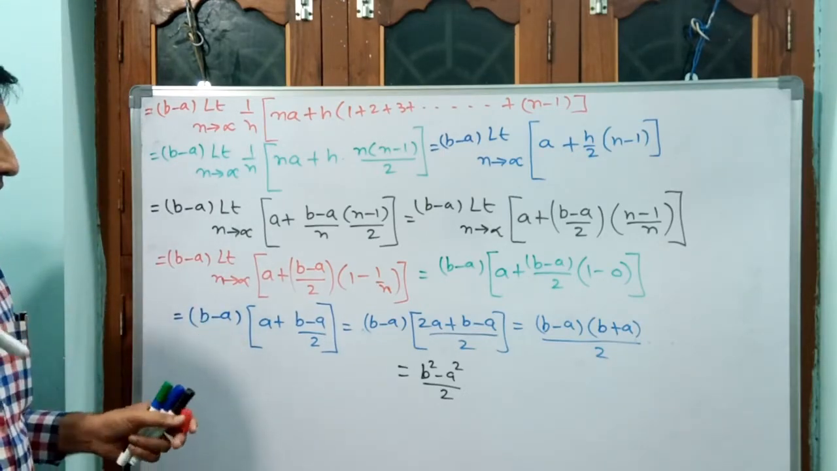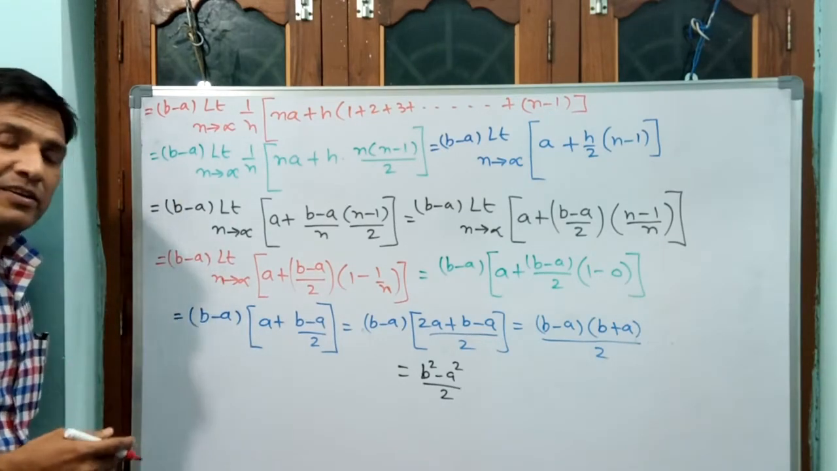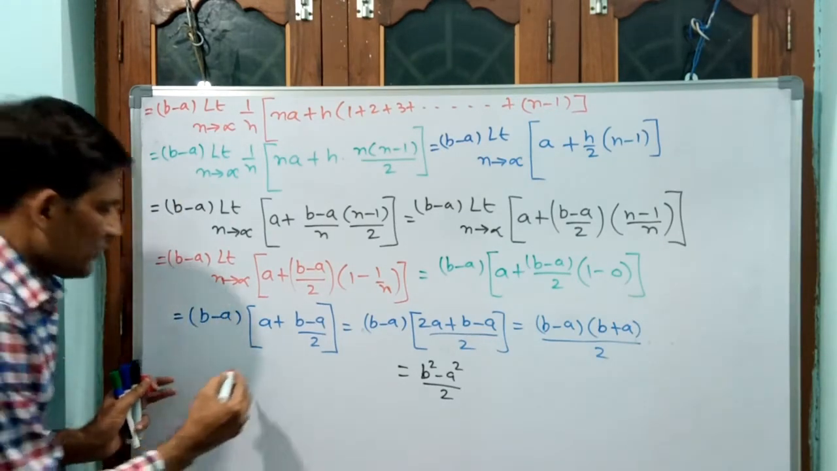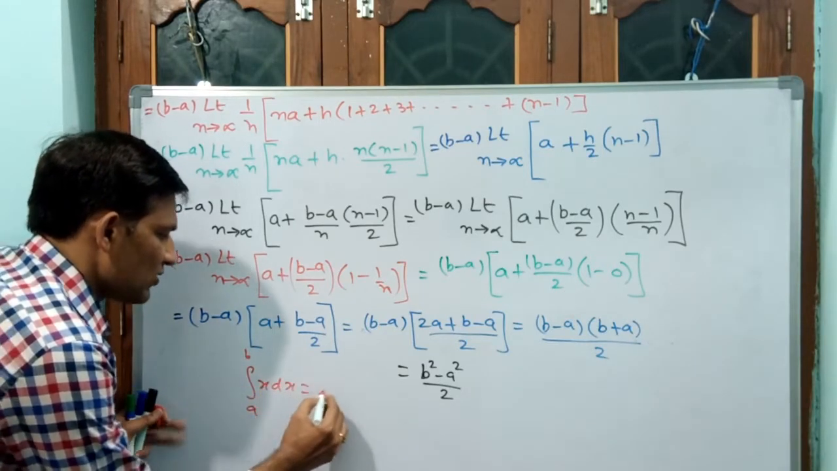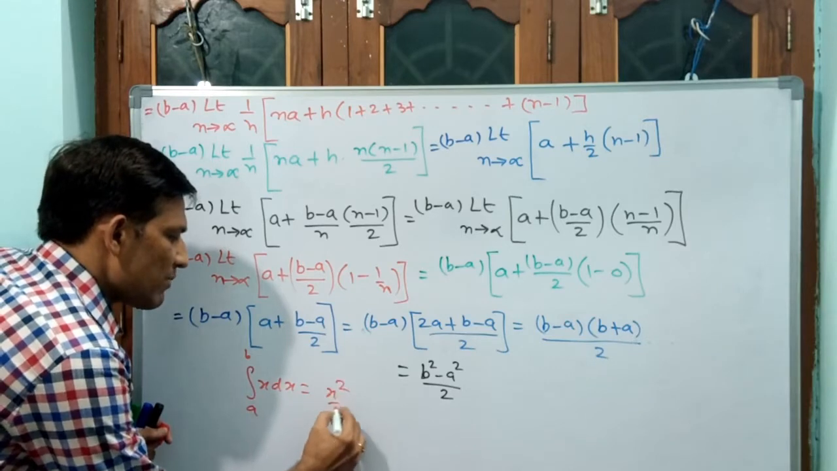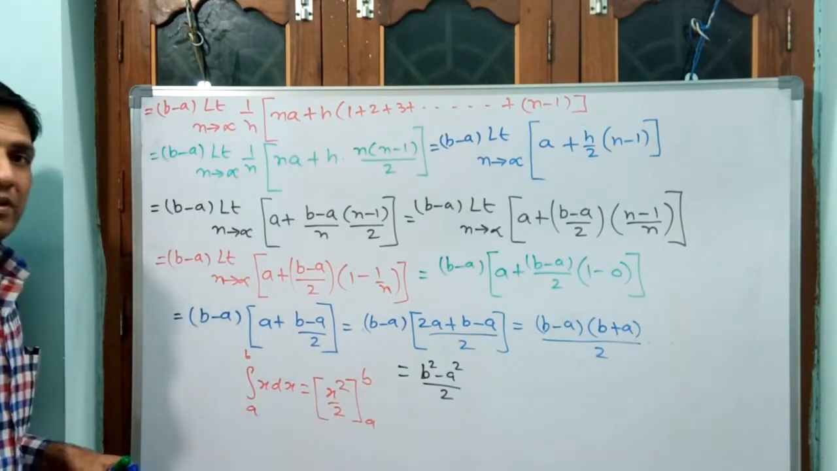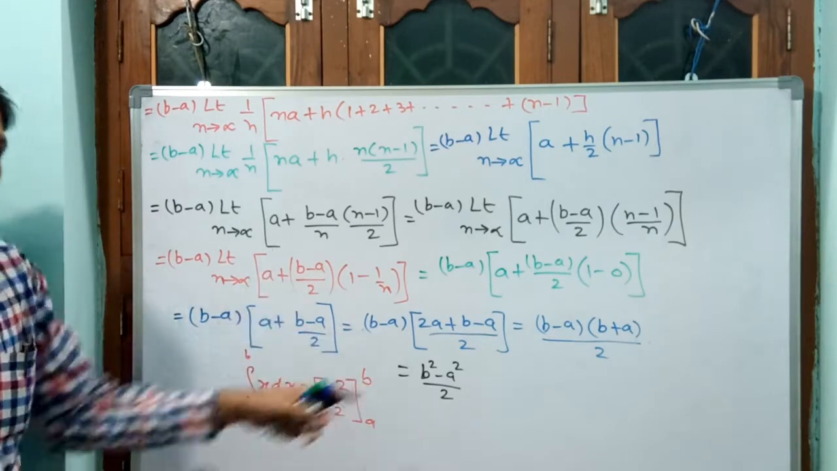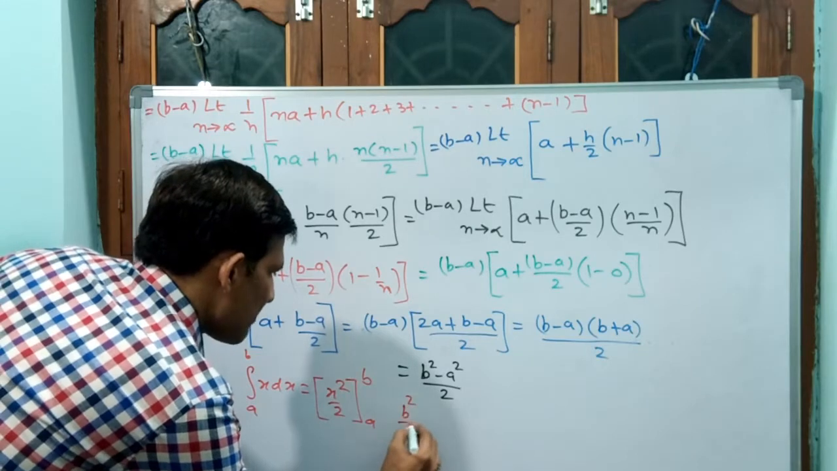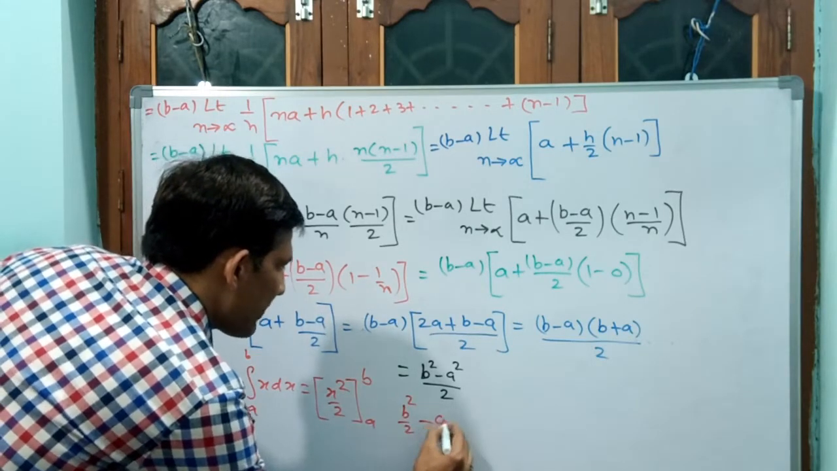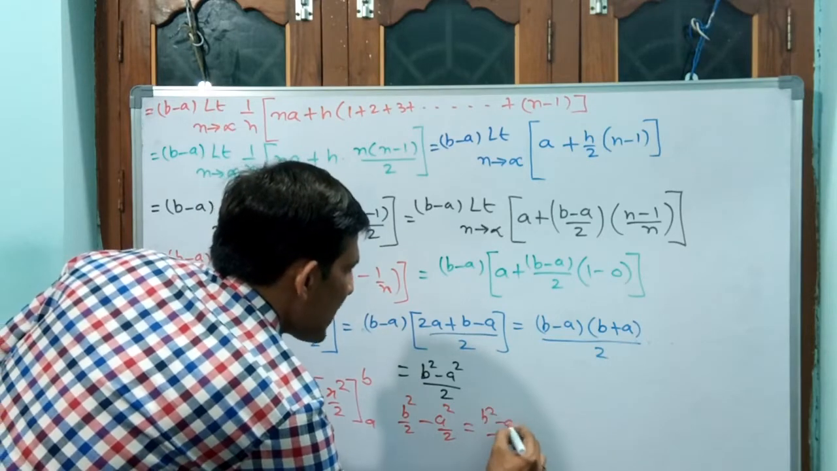You see, what if we do it with a different method? Integral a to b x dx is equal to, normally x square by 2 will come, but these limits also you have to apply, a to b. B you apply, minus a you apply. B square by 2 minus a square by 2, that is equal to, with 2 as the LCM, b square minus a square by 2.